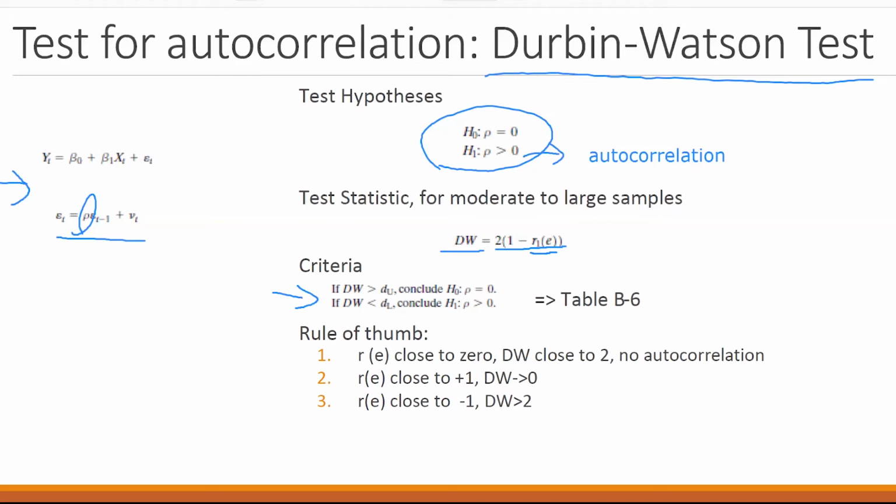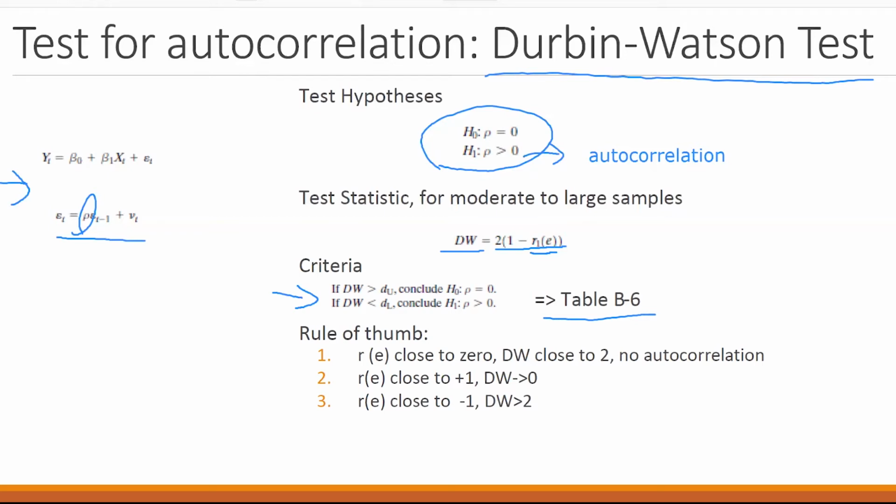To find out the thresholds for DU and DL, we need to use the table in your textbook, which is Table B6. At this point, I do not intend to introduce more tables, but this is for your information. There is a table for you to look at the criteria, to look at the threshold.